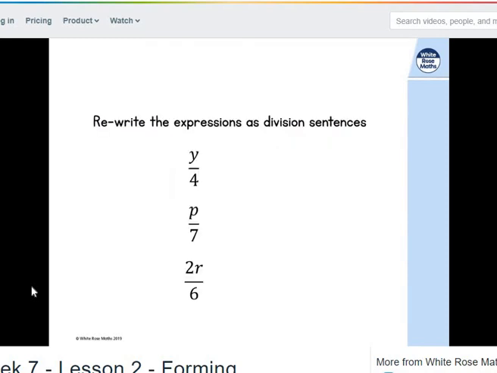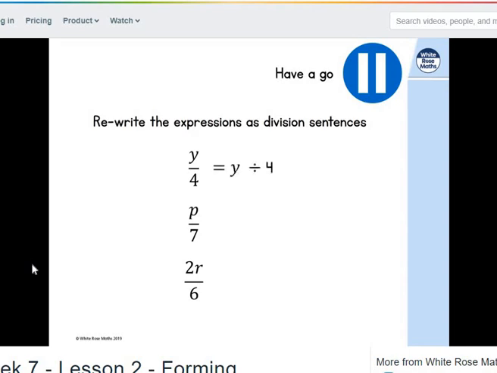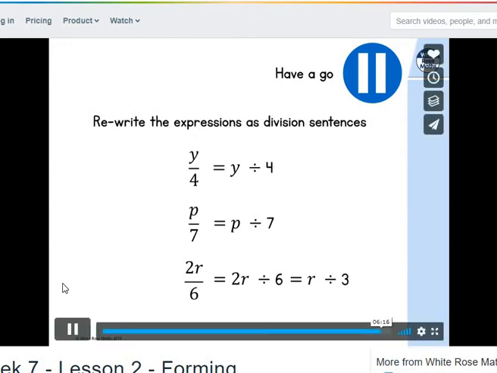So then, we've got some expressions like we just had there. How would I write these as division sentences? Pause the video. Have a think for yourself first. Well, the first one, y over 4, is the same as y divided by 4. You might be getting the hang of it now. This one would be p divided by 7. And this last one would be 2r divided by 6. That's also the same as writing it as r divided by 3. They're the same thing. A bit like simplifying a fraction.